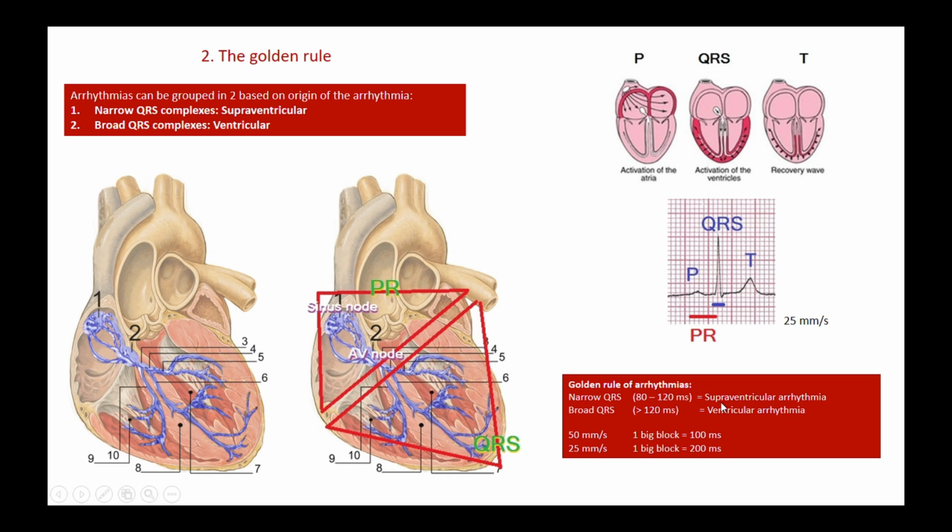So normal duration of a QRS complex is around 100 milliseconds, between 80 to 120 milliseconds, and on a 50 millimeter per second strip this would equal one big block, and on a 25 millimeter per second strip one big block equals 200 milliseconds. So a normal QRS should be within a big block. And we discussed this in detail in this other video I made, how to read ECG. So I'll put an annotation here if you want to review what we see on the ECG strip, what these boxes mean. You can just click on that annotation and review it if you like.